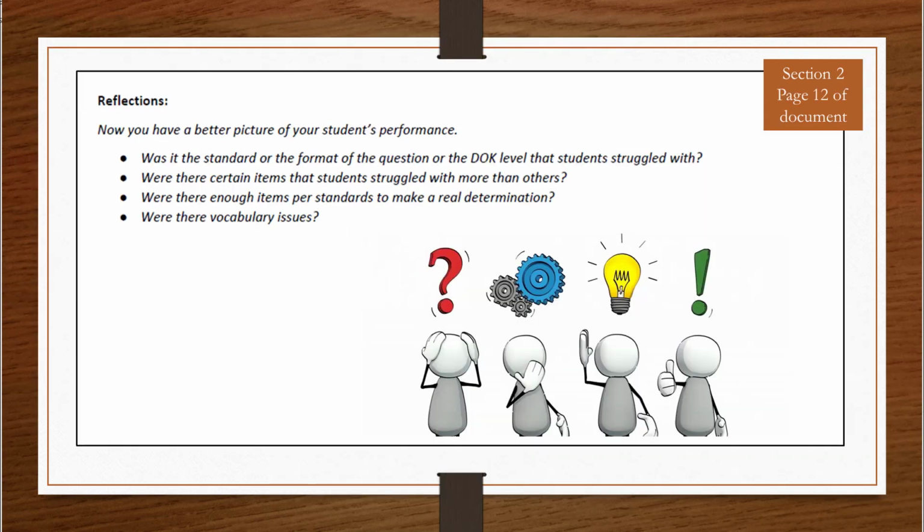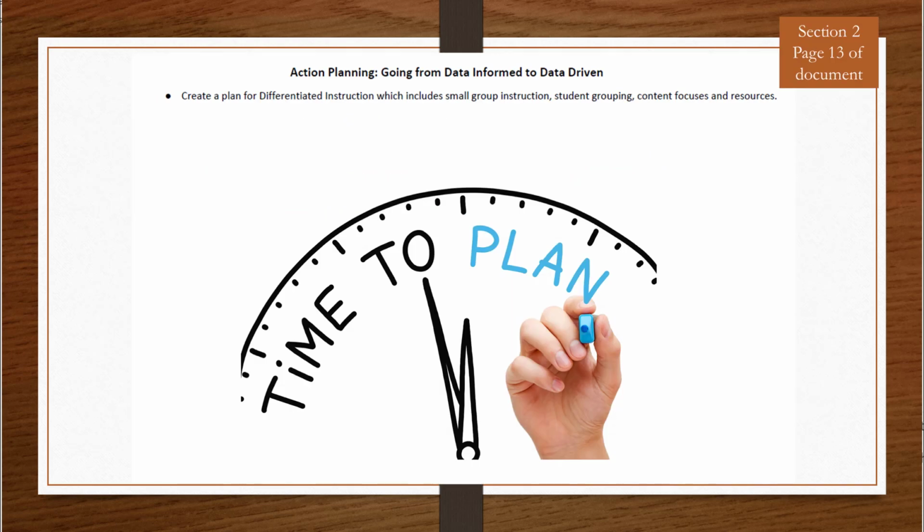Page 12 of the form requires teachers to make some reflections on the evidence that they've collected from the question analysis. Teachers will need to reflect on determining was it the standard, the format of the question, or the level of DOK that the student struggled with. Were there certain items that the student struggled with more than others? Were there enough questions per standard to make a determination of the standard being considered a weakness or a strength? Were there vocabulary issues? The teachers will record their findings on this page.